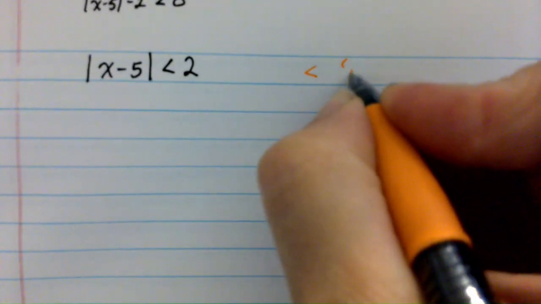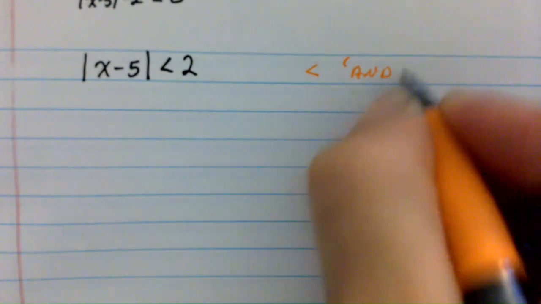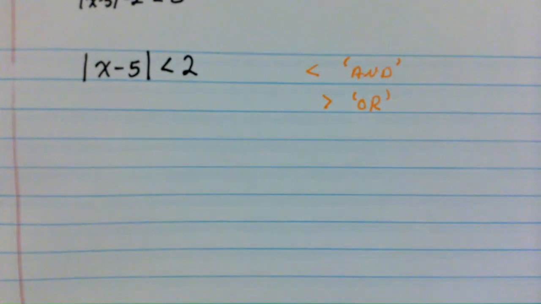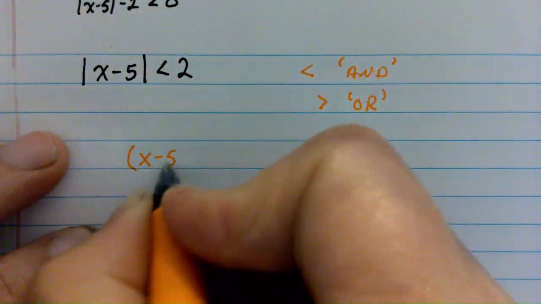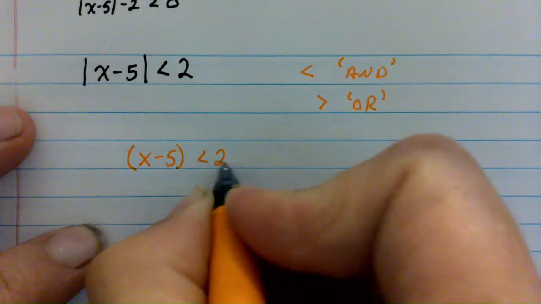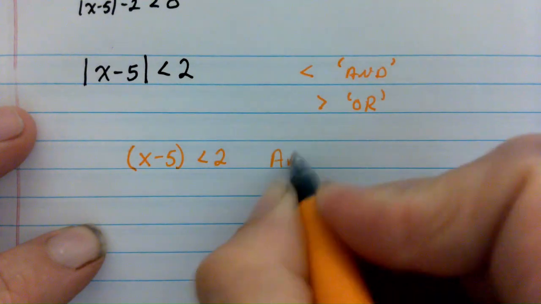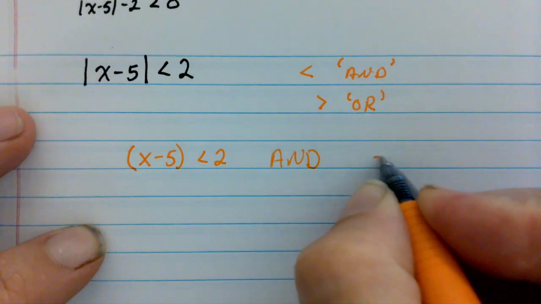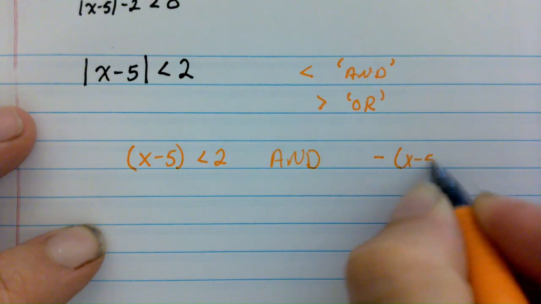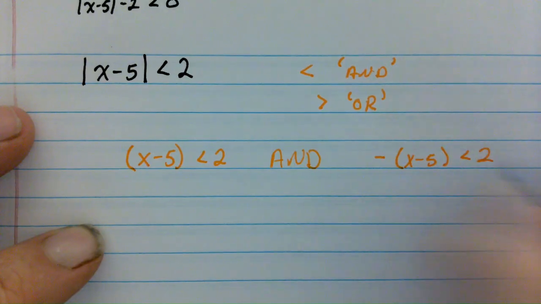So the way we really do this is to drop our absolute value signs. Less than symbols, we think "and." Greater than symbols, we think "or," when it comes to absolute value. We've already solved by graphing. So positive x minus 5 is less than 2, and negative x minus 5 is less than 2.